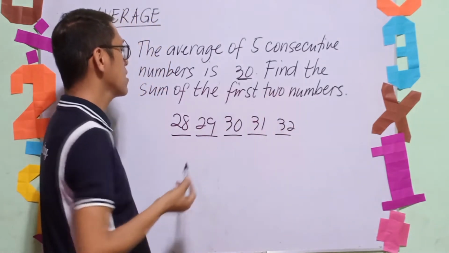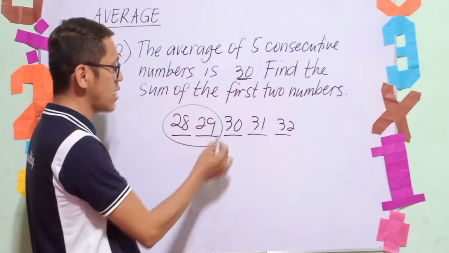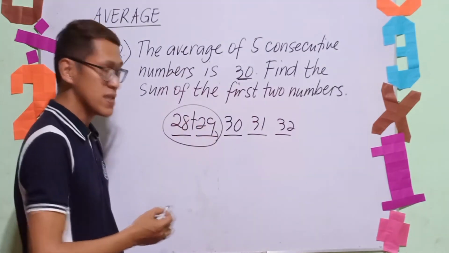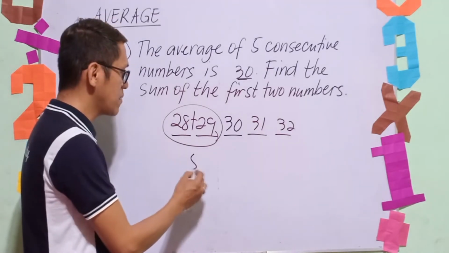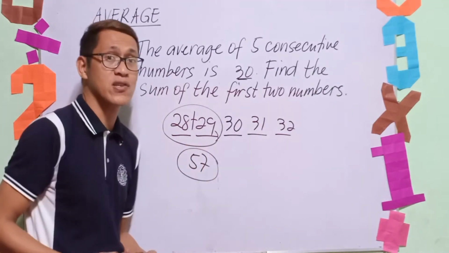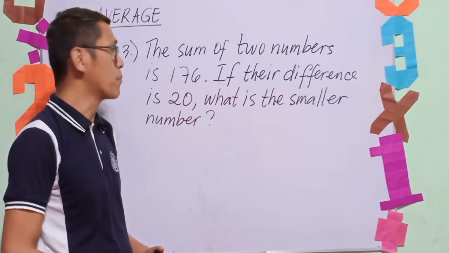So the question is, find the sum of the first 2 numbers. So these are the first 2 numbers, so just add them. So our answer is, what's 28 plus 29? Yes, it's 57. So the answer is 57. Now let's proceed with problem number 3.